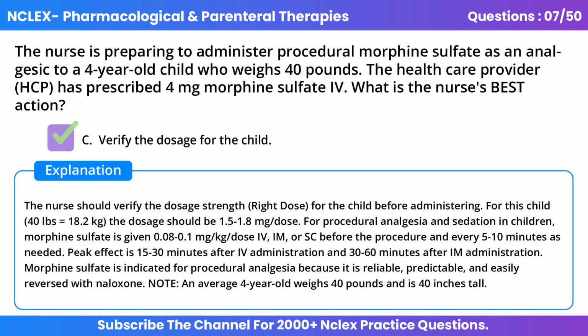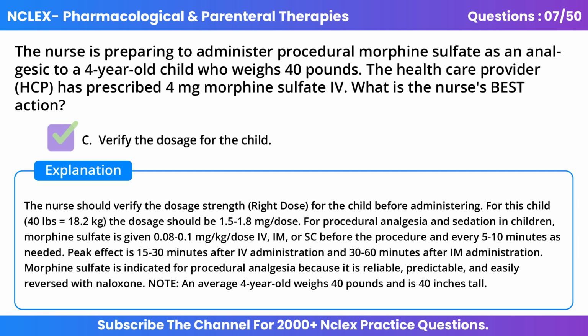The nurse should verify the dosage strength, right dose, for the child before administering. For this child, 40 pounds equals 18.2 kilograms, the dosage should be 1.5 to 1.8 milligram dose. For procedural analgesia and sedation in children, morphine sulfate is given 0.08 to 0.1 milligram per kilogram dose for IM or SC before the procedure and every 5 to 10 minutes as needed.